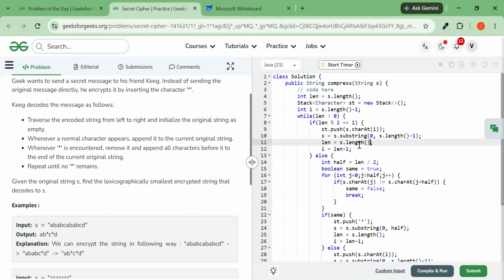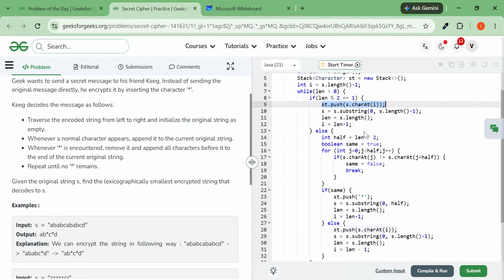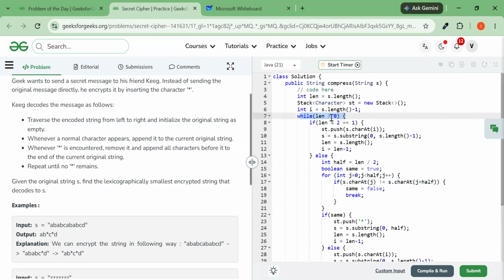So what will be the time complexity? Every time we are reducing the length and adding to the stack, which doesn't take much time. It will take space: in the worst case, we are adding all the characters, so Big O of n space. And taking the half string, because half is n by 2, is Big O of n, and every time the length is reducing. So in the worst case, this code works in Big O of n squared, and the space will be Big O of n.